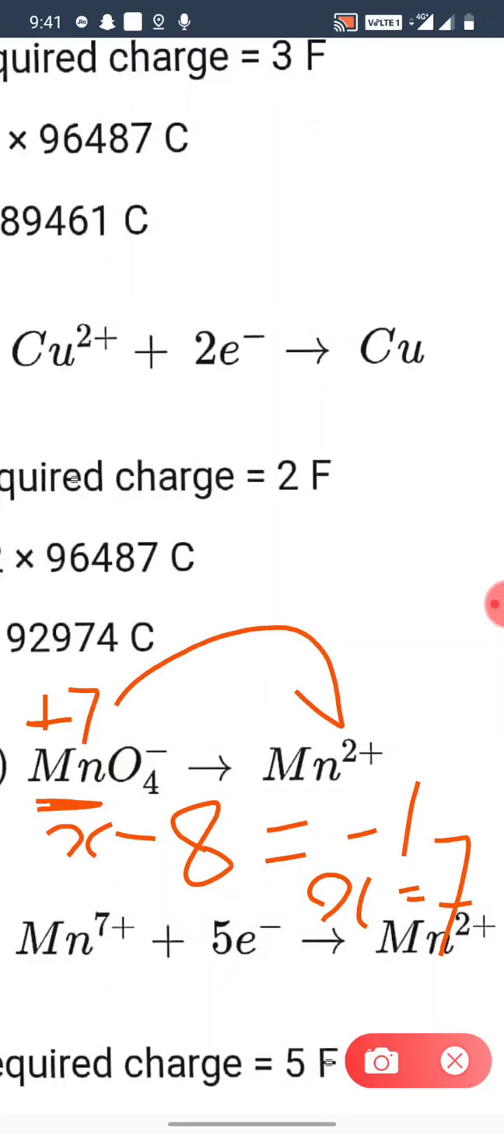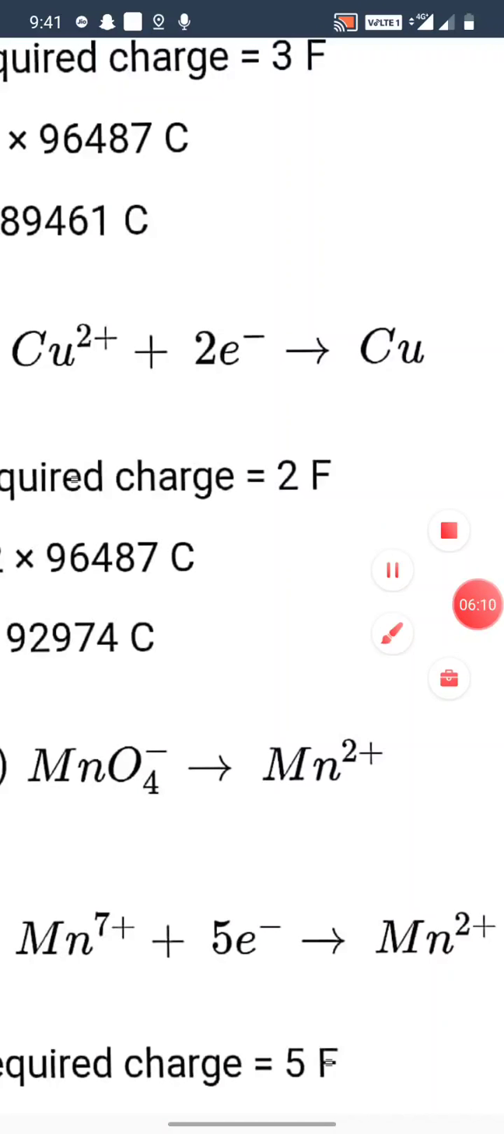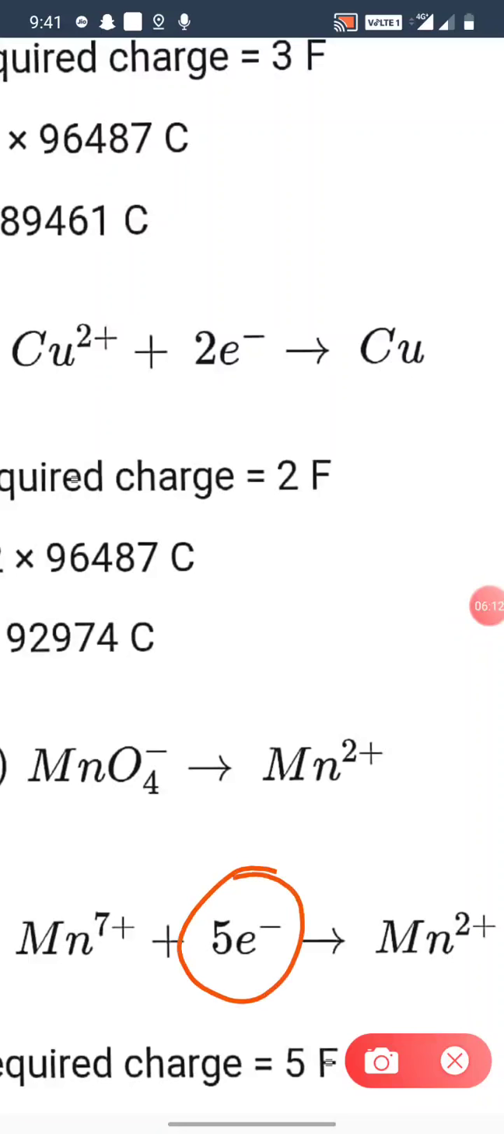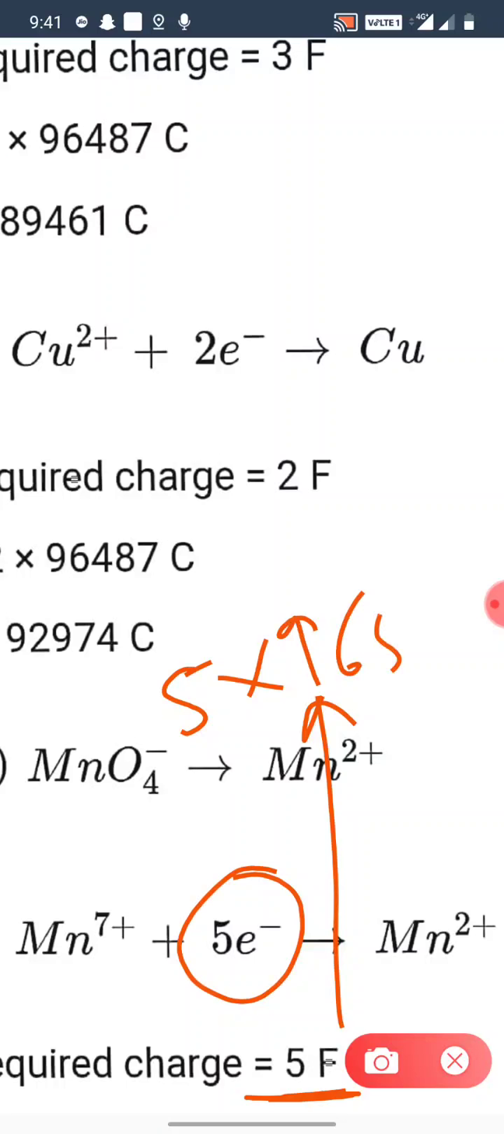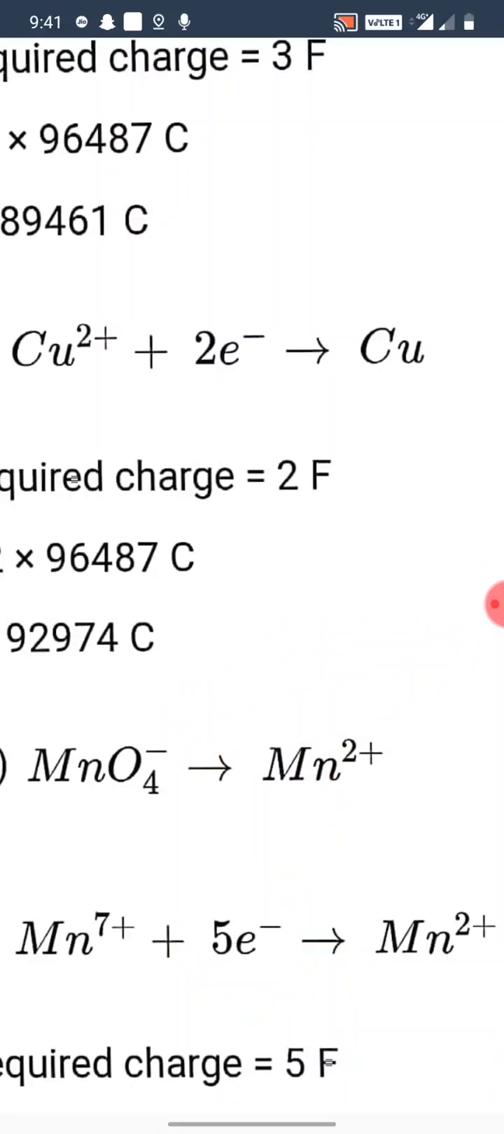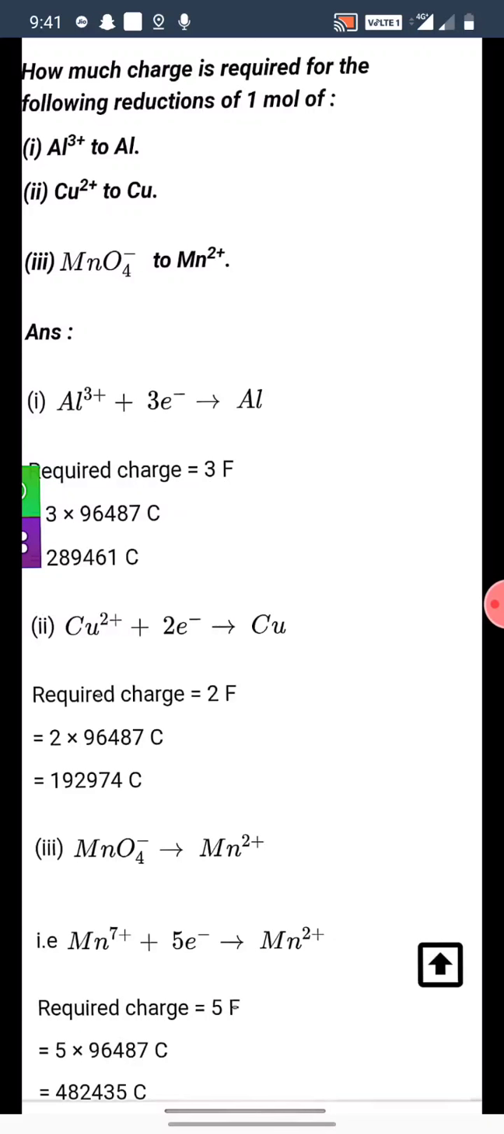So how much change in oxidation state is occurring? It is equal to 5. You can see here that the change in oxidation state is 5. So how many electrons will be needed to carry out this much change? It will be equal to 5 Faraday. So what will be the charge required? It will be equal to 5F. So to find out the exact value, you can multiply 5 with 96500. I hope this much is clear to you. And now moving on to the next numerical.